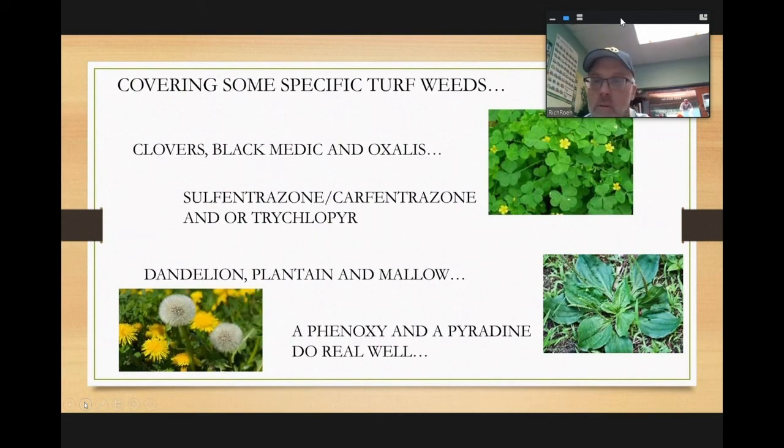Dandelions, mallow, plantain. I like a phenoxy and a pyridine as well. Of course, the dandelions, we just talked about Defender and what it was made for. And frankly, in my mind, there's nothing better than Defender on dandelions, but there might be some other weeds in the turf, other weeds that are named plantain or mallow, and I think a phenoxy and/or a pyridine is going to do very well on those.